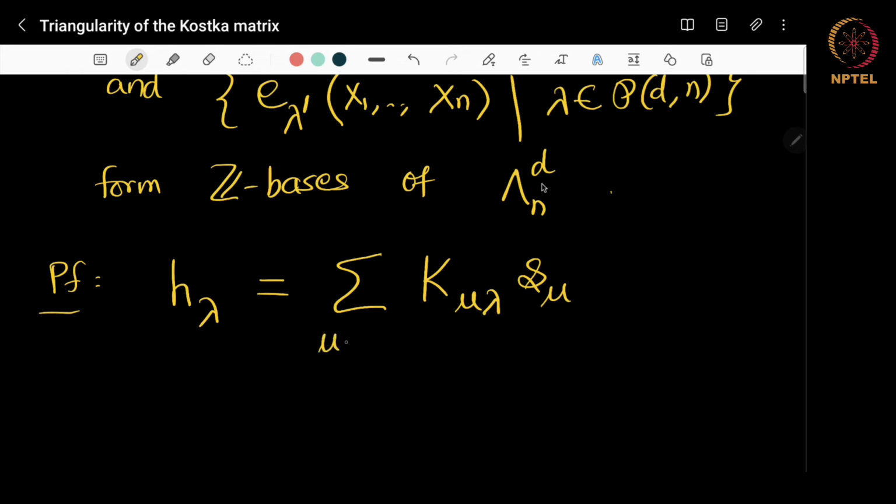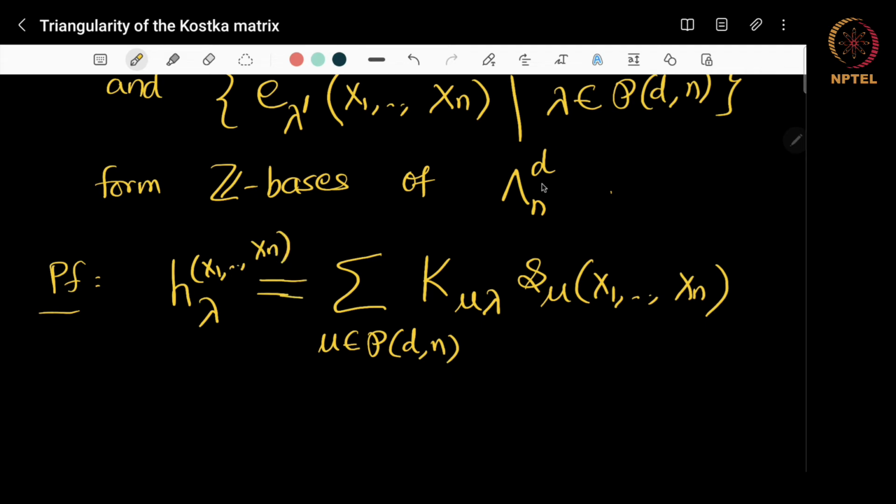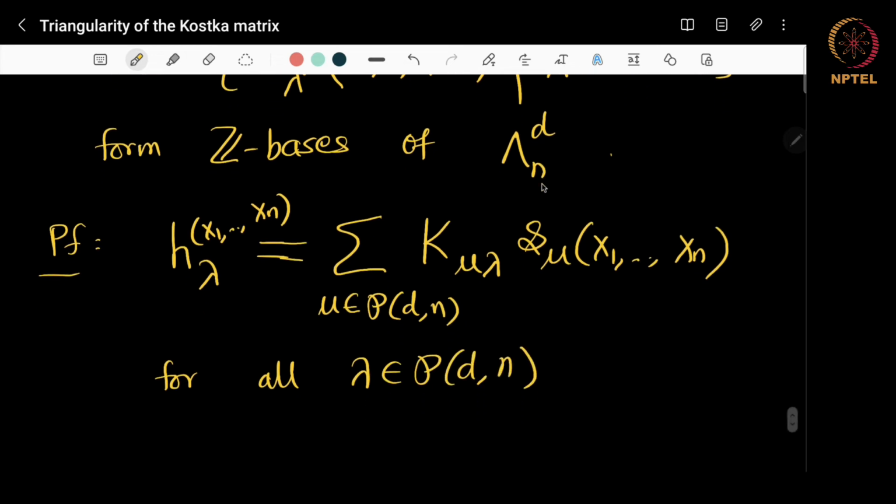So observe that if I restrict attention to n variables, h lambda of x1, x2, ..., xn will just be the sum of K mu lambda times s mu of x1, x2, ..., xn. This is for all lambda. Now why is this? In the sense, if lambda is in P d n, then why should mu only range over elements of P d n?